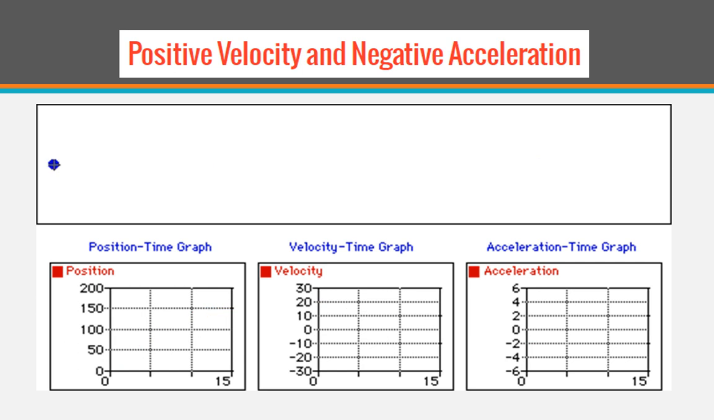Okay, and what do you notice about my slopes here? Are they up to the right or down to the right? They're up to the right. So the velocity, even though the velocity slope is down to the right, it's still positive. You see how it's above 0? That's important too. The velocity is positive, but the acceleration is negative. Okay. Can we do the next one?